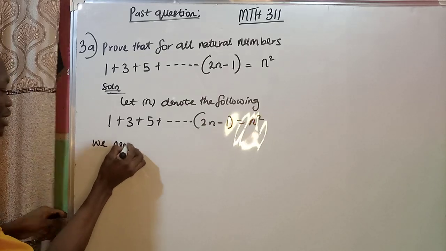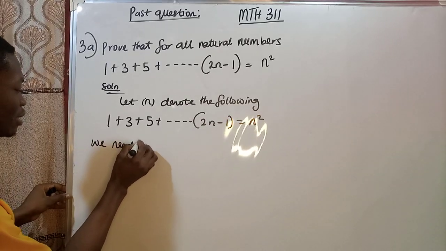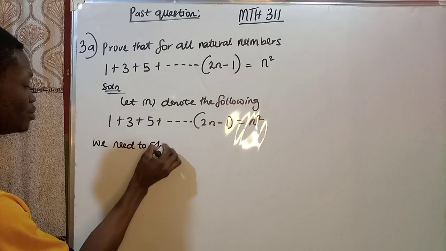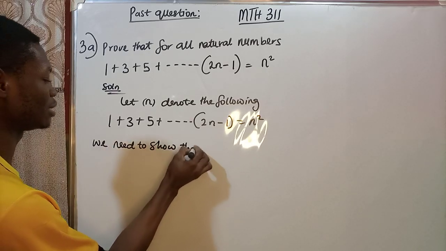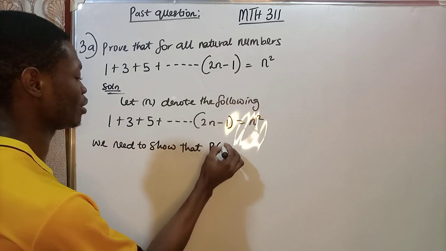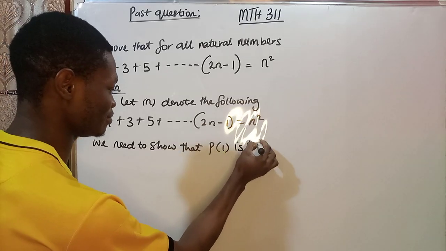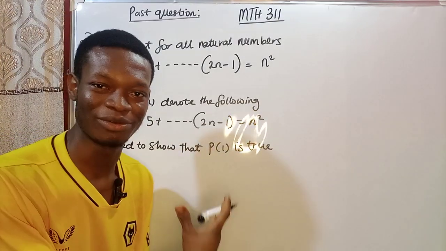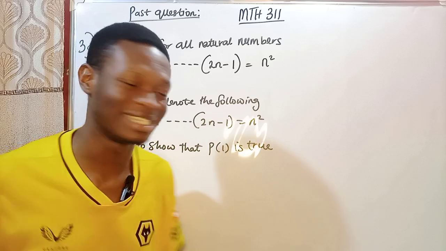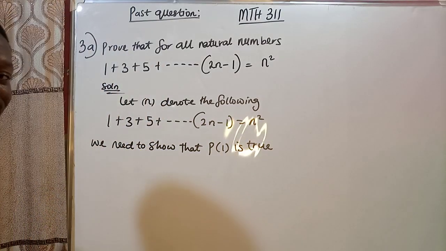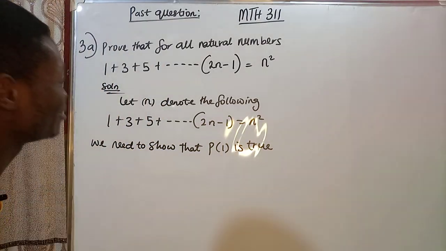We need to show that P of 1 is true. Alright, arguments people, come over. There's an argument here. I don't know how to prove it. We need to show that P of 1 is true.